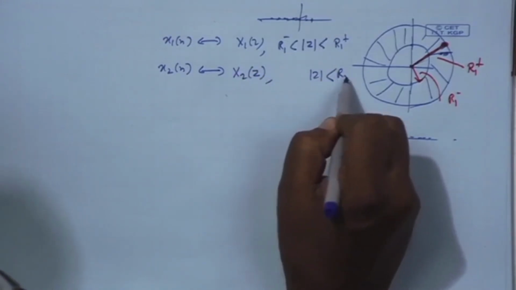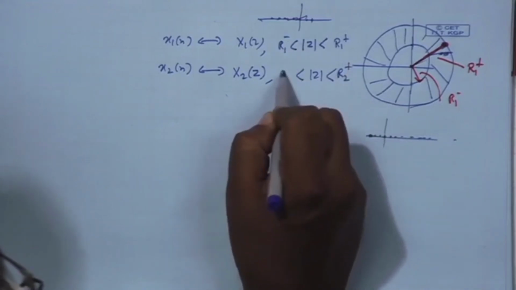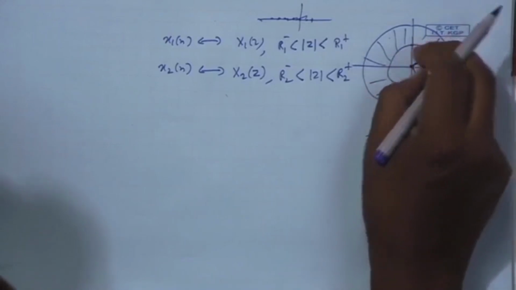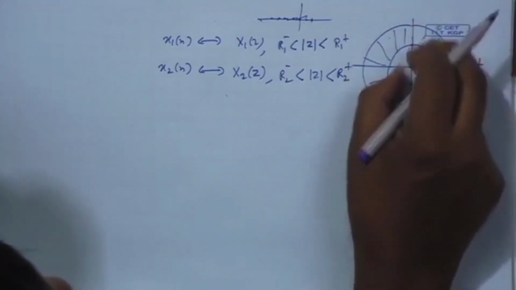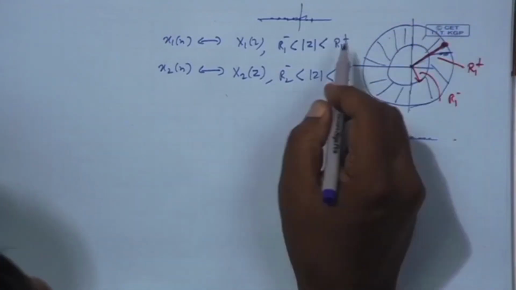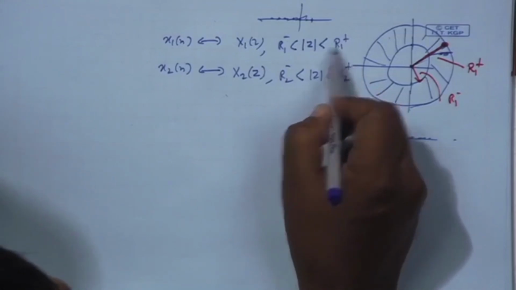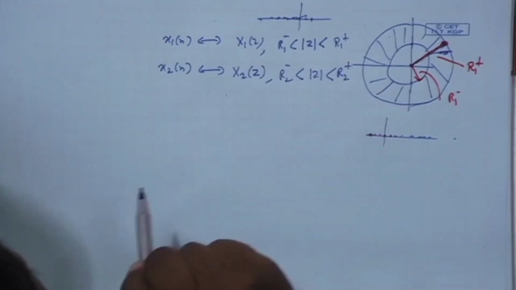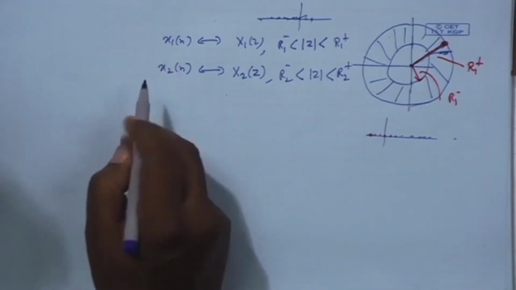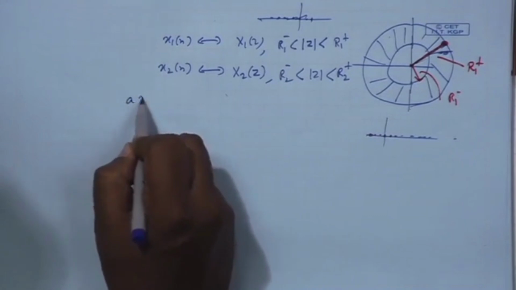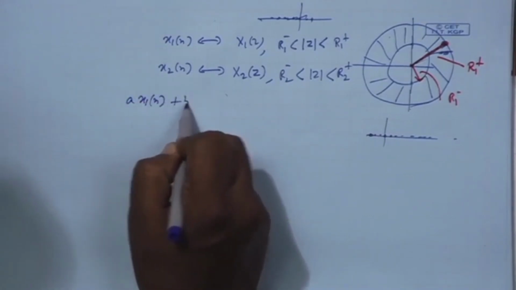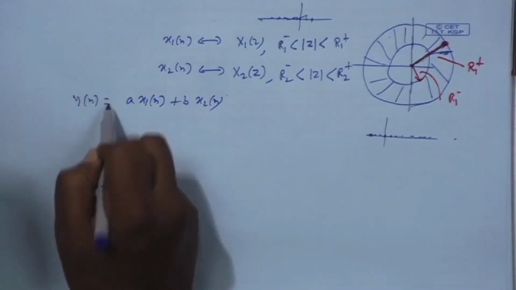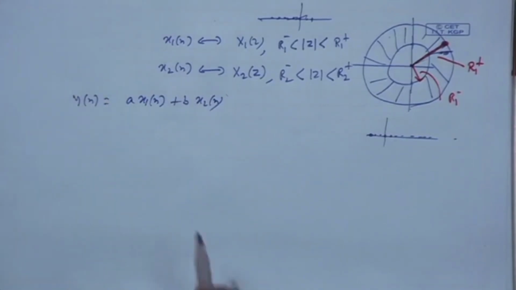its ROC is this region of convergence, some R2 minus, R2 plus. There is another region of this kind, that is a kind of annular ring between two circles. This time here outer radius was R1 plus, inner radius was R1 minus, this time R2 plus, R2 minus. Then if I give you a summation of the two sequences, a linear combination A times x1[n], B times x2[n], and we call it y[n], what is the Z transform of y[n]?